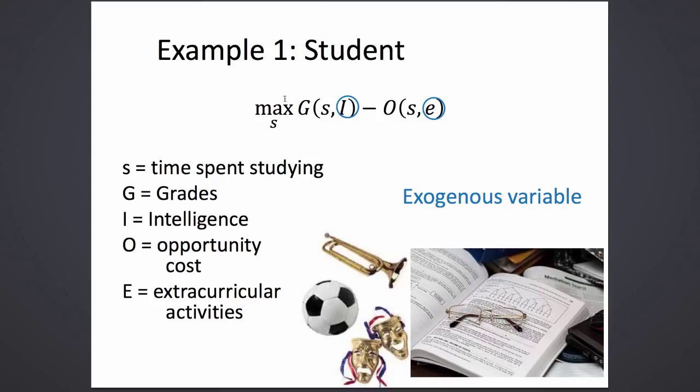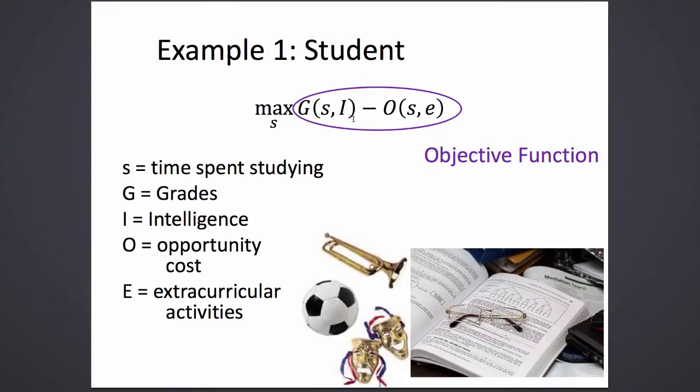And that's one thing about models, is they reflect the belief system of the person who designed the model. So here we have our exogenous variables, intelligence and extracurricular activities that do not depend on time spent studying. And every variable that's not exogenous is going to be endogenous. And endogenous just means it depends on the choice the person makes. So of course, the choice variable is always endogenous. And in this case, grades and opportunity cost are also endogenous because the value of grades you get depends on the person's choice at the time they spend studying.